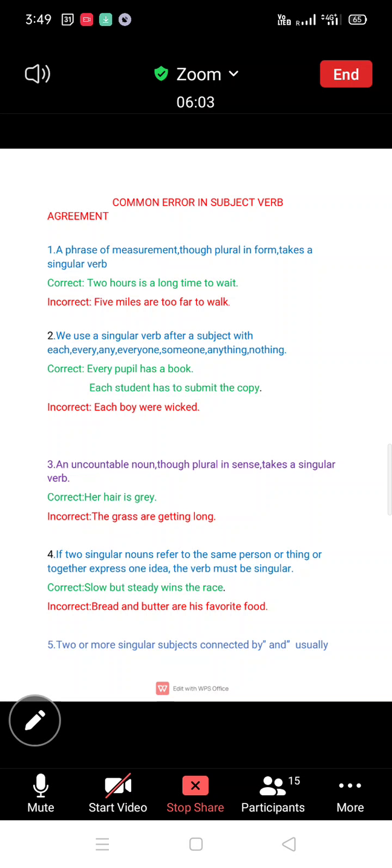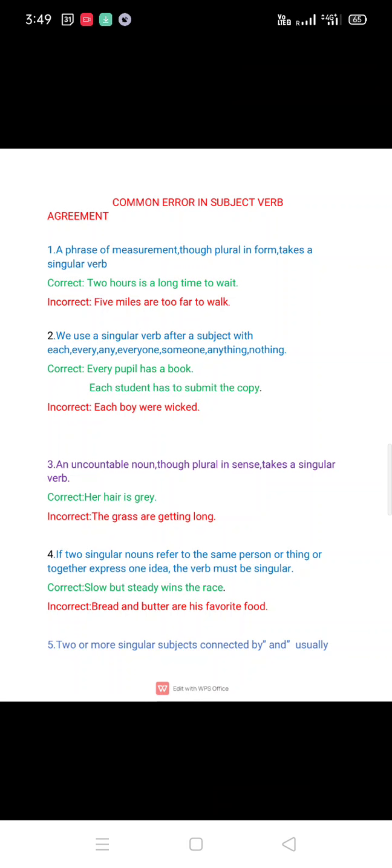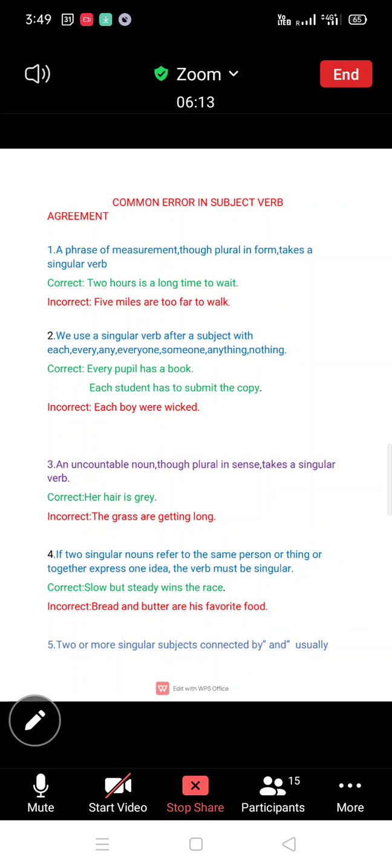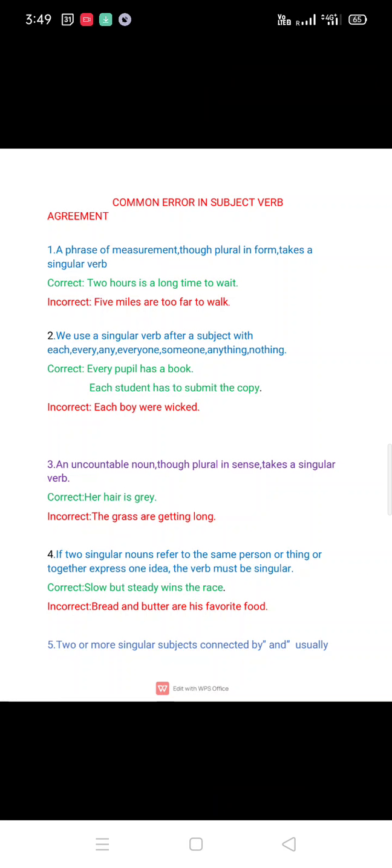Number 3. An uncountable noun, though plural in sense, always takes a singular verb. An uncountable noun, like here, grass, water, right? And an uncountable noun always takes a singular verb. Here you can see her hair is grey, not her hairs are grey. The grass is getting long, not the grass are getting long. So an uncountable noun always takes a singular verb.